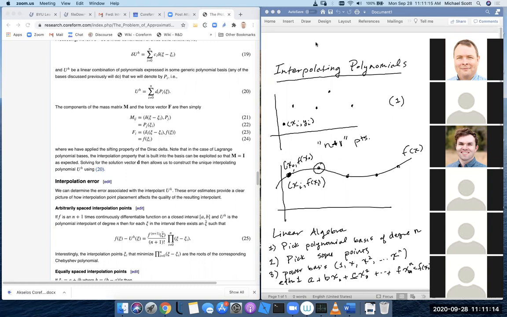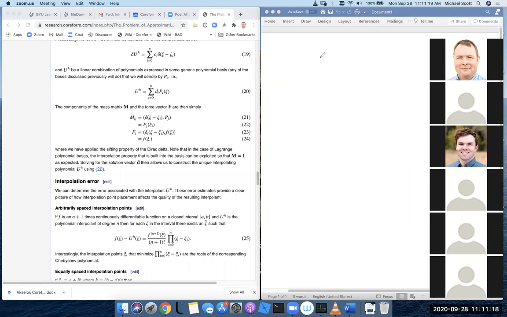Let me clear this, and we end up with a matrix that looks like 1s, and then x naught, x1, x naught squared, x naught, I guess it was 1.